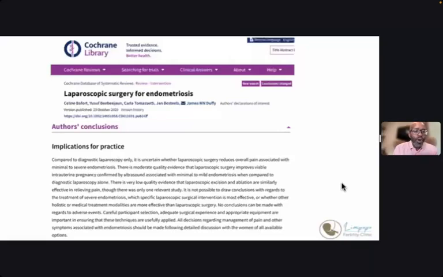So there's very low quality evidence that laparoscopic excision and ablation are similarly effective in relieving pain. Though there was only one relevant study, it is not possible to draw conclusions with regard to treatment of severe endometriosis, which specific laparoscopic surgical intervention is most effective, or whether other holistic or medical treatment models are more effective than laparoscopic surgery. No conclusion can be made with regard to adverse events. So careful participant selection, adequate surgical experience, and appropriate equipment are important in ensuring that these techniques are usefully applied.